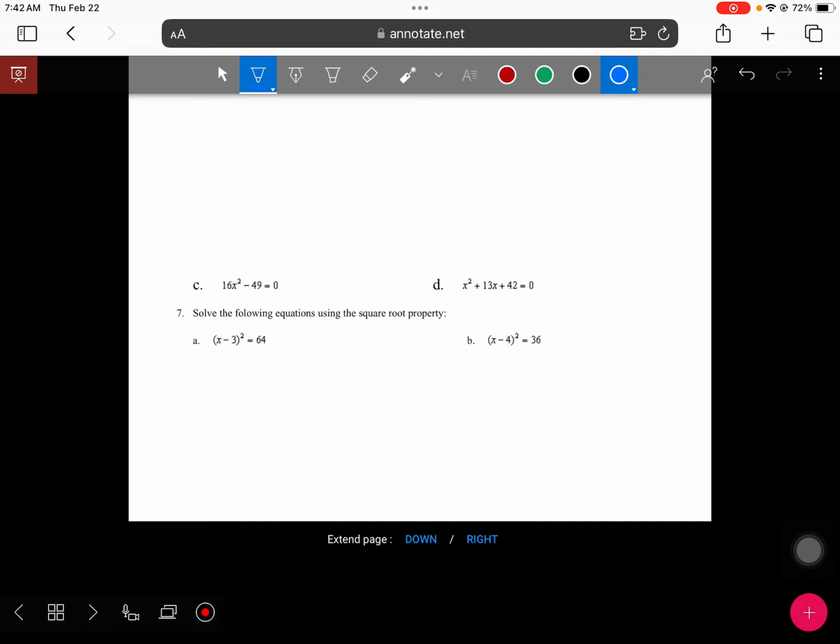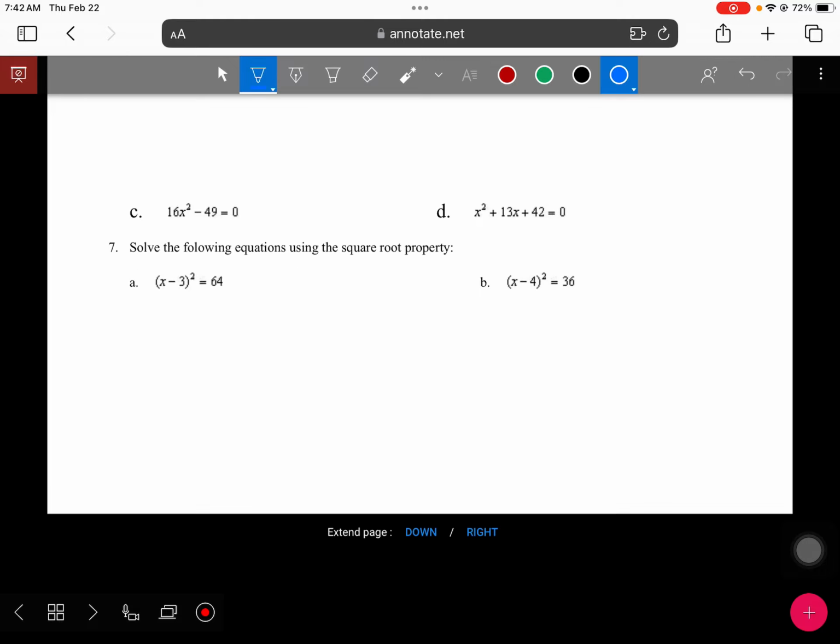How about the square root properties? Do we remember that? Number 7? Anybody want to see number 7? Just say yes, it's quicker. Yes, thank you. Number 7 says use the square root property. You're like, I don't remember the square root property.